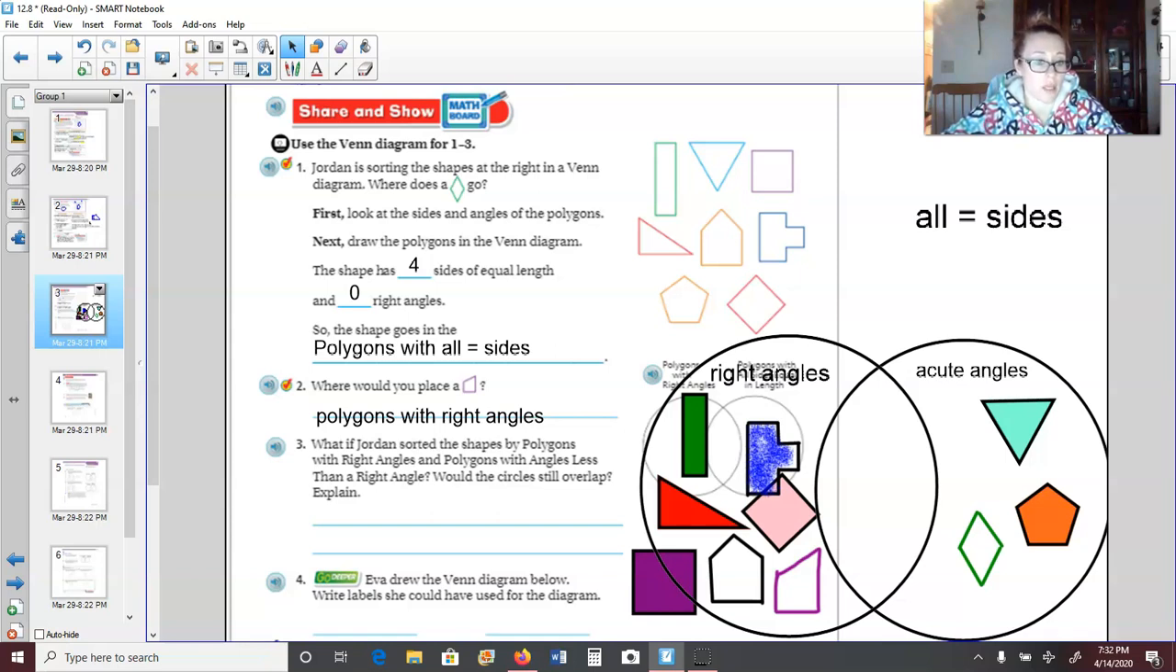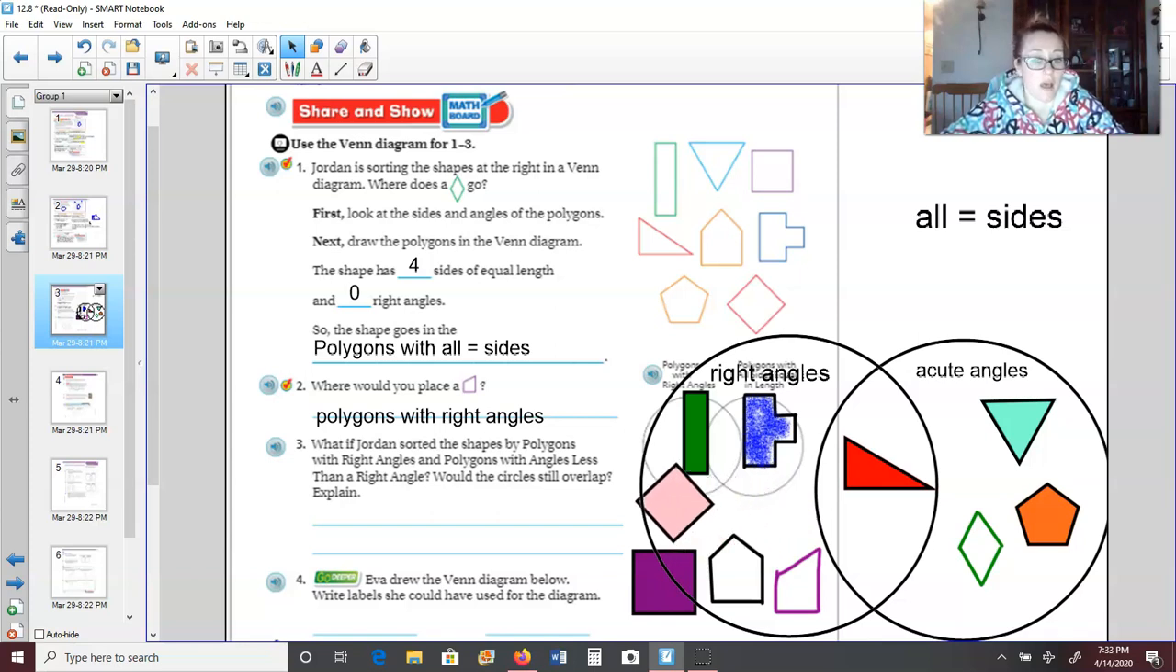However, are there other shapes that do have acute angles? Well, the 3 on the right-hand side all have acute angles and no right angles, so they're going to stay. How about the shapes that are under right angles? The rectangle has all right angles, so it would stay. The octagon, the blue octagon, has all right angles, so it would stay. How about this red triangle, though? It has a right angle, but it also has 2 acute angles, so that would go in the middle.